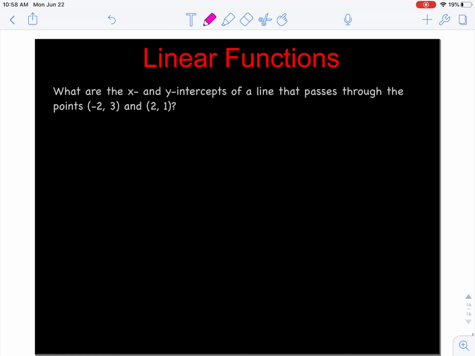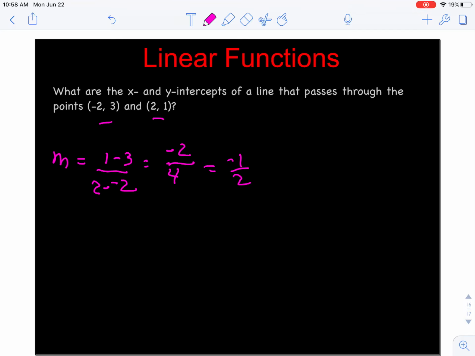And then we just have one more problem that's a little bit more challenging. It says, what are the x and y intercepts of a line that passes through these 2 points? Well, I know that I can find the slope here. I can do y2 minus y1 over x2 minus x1. So I'm going to go 1 minus 3 over 2 minus negative 2, which gives me negative 2 over, and subtracting a negative turns positive, so my slope is negative 1/2.